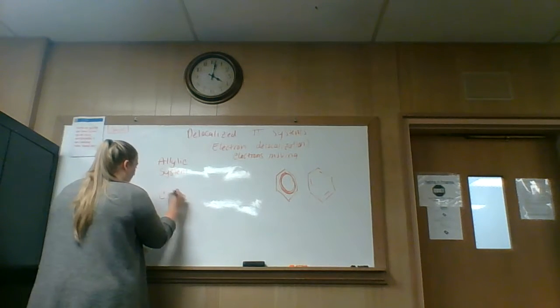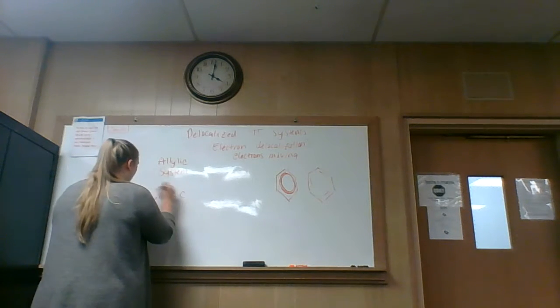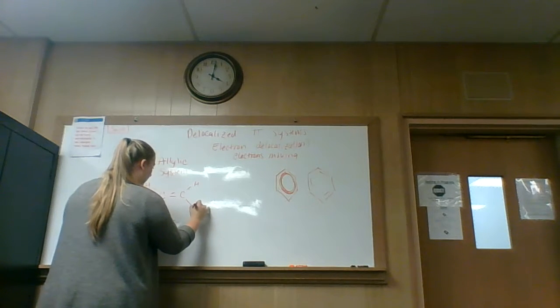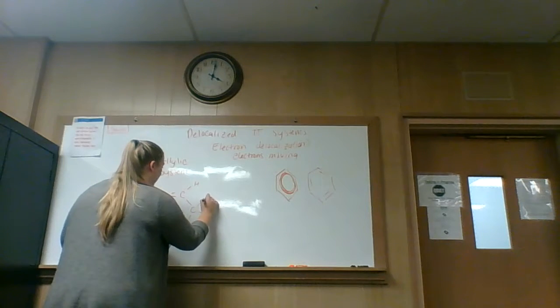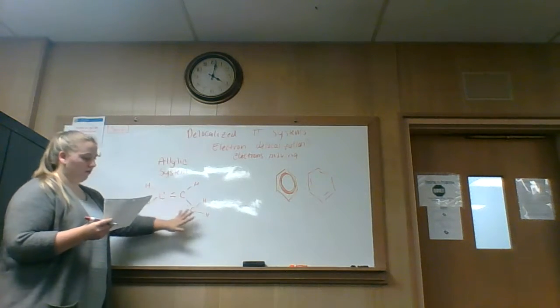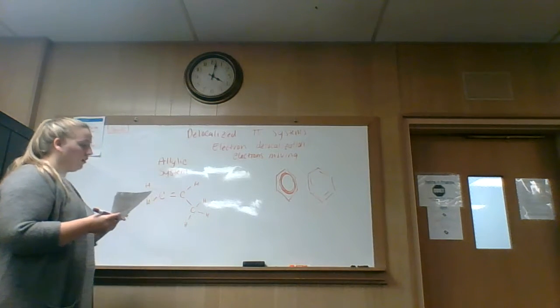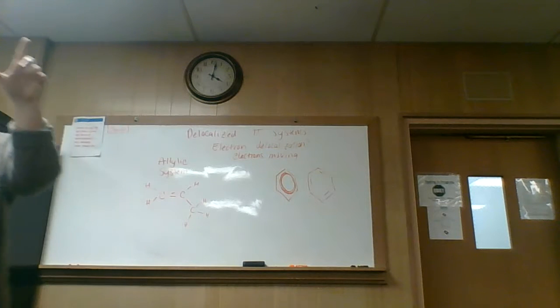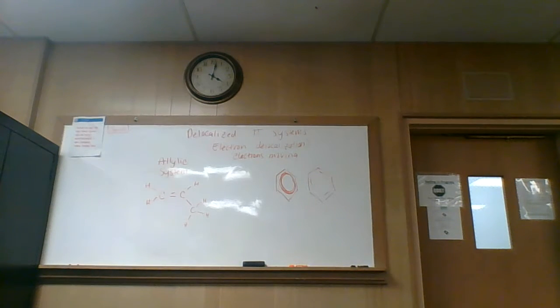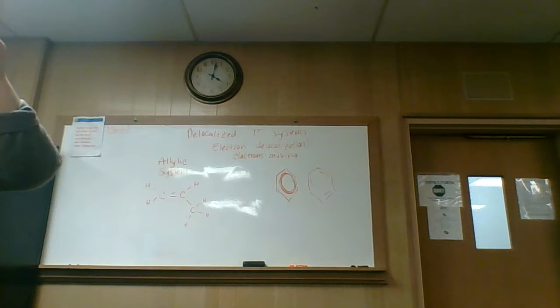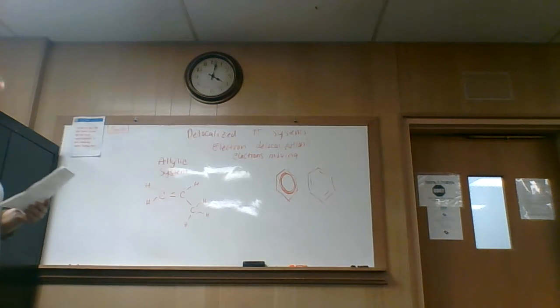So here we have our allylic system. Now, we can form radicals from this, we can form cations from this, and we can form anions from this. Can you say that again? Yep. So from this allylic system, we can form radicals, cations, and anions.